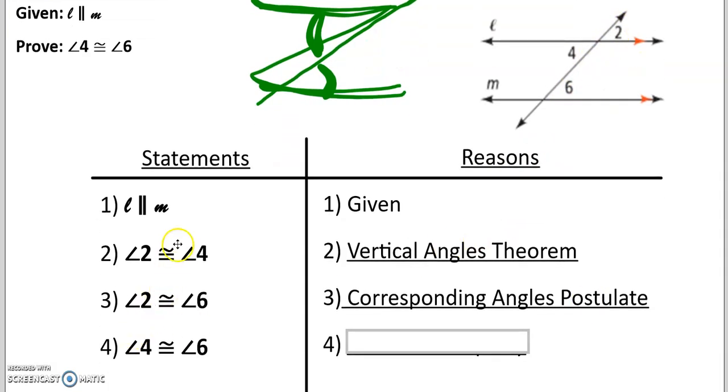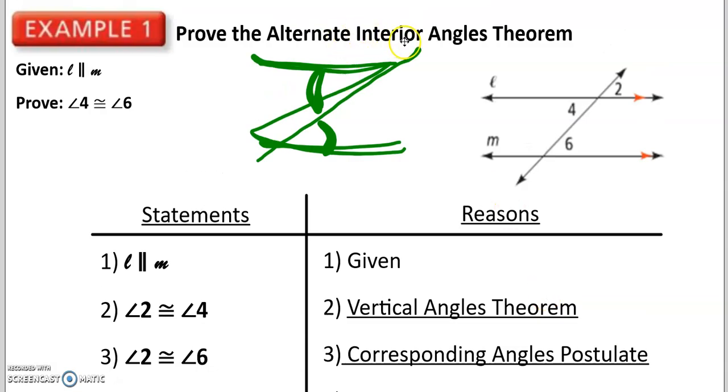So now check out my statements. How can I all of a sudden say angle 4 is congruent to angle 6? Hopefully you're thinking the transitive property. Look, they're both congruent to angle 2, which means 4 and 6 are congruent. Okay, this is a little proof tying everything together, proving alternate interior angles are congruent.